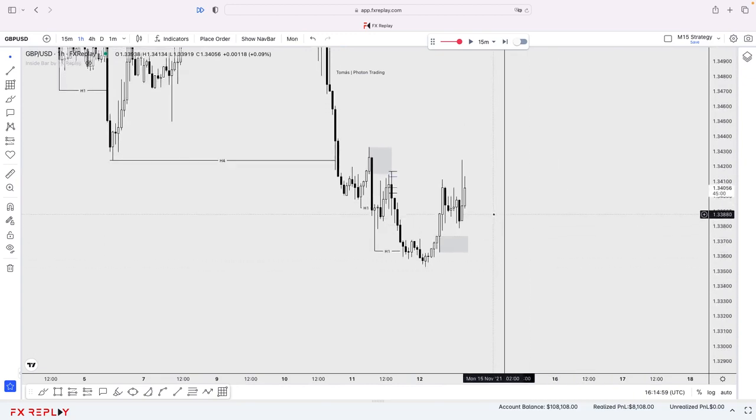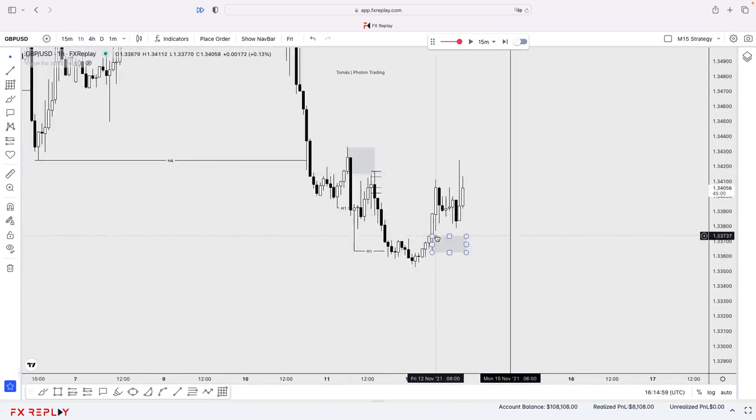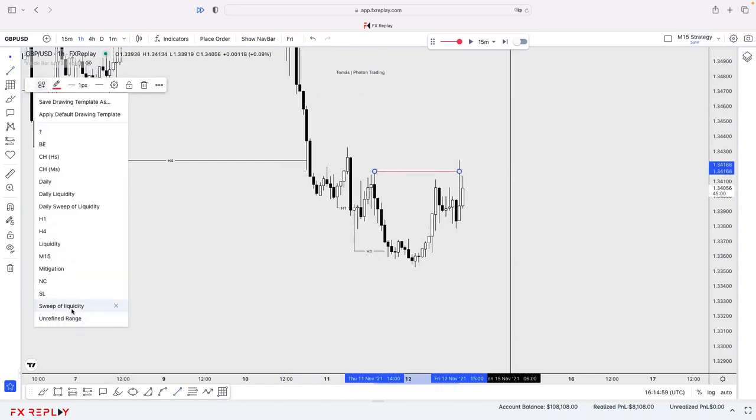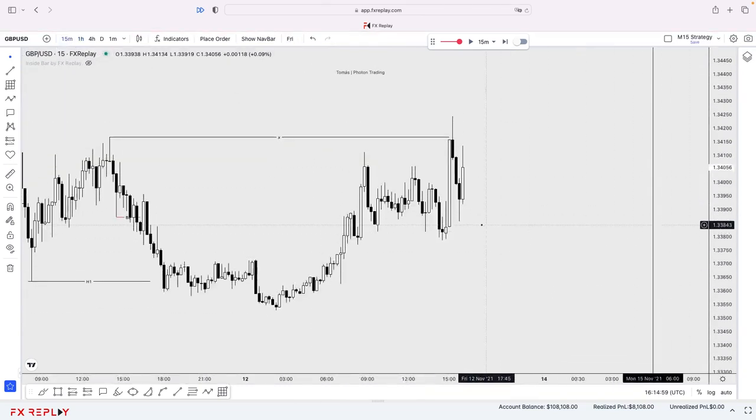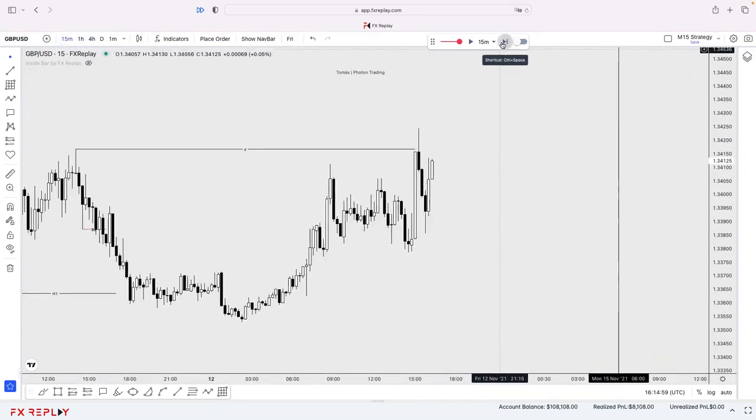Okay, price swept the high, so this low needs to hold. Okay, this low needs to hold, otherwise this major low is going to fail because it failed to take out the high. Okay, so now I'm looking for M15 entry models here.